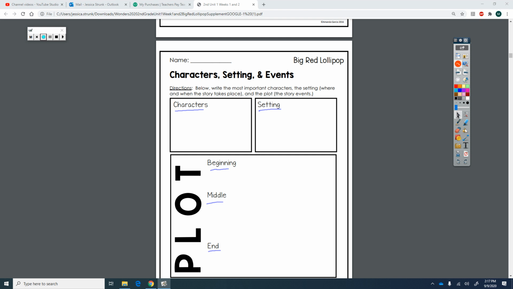Now, I know that you guys have probably heard those words before. What are characters? Very good. Characters are the people in the story, or who's in the story. So let's think about the characters in Big Red Lollipop. Who are the characters? Who's in the story? Well, yeah, there's that little girl. Remember, her name is Rubina. So we're going to write Rubina.